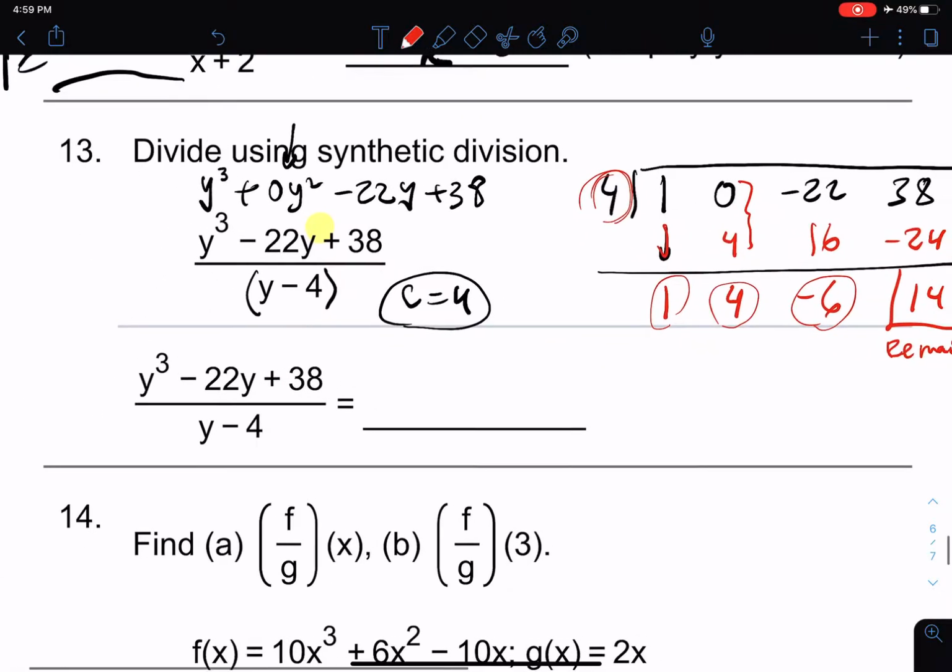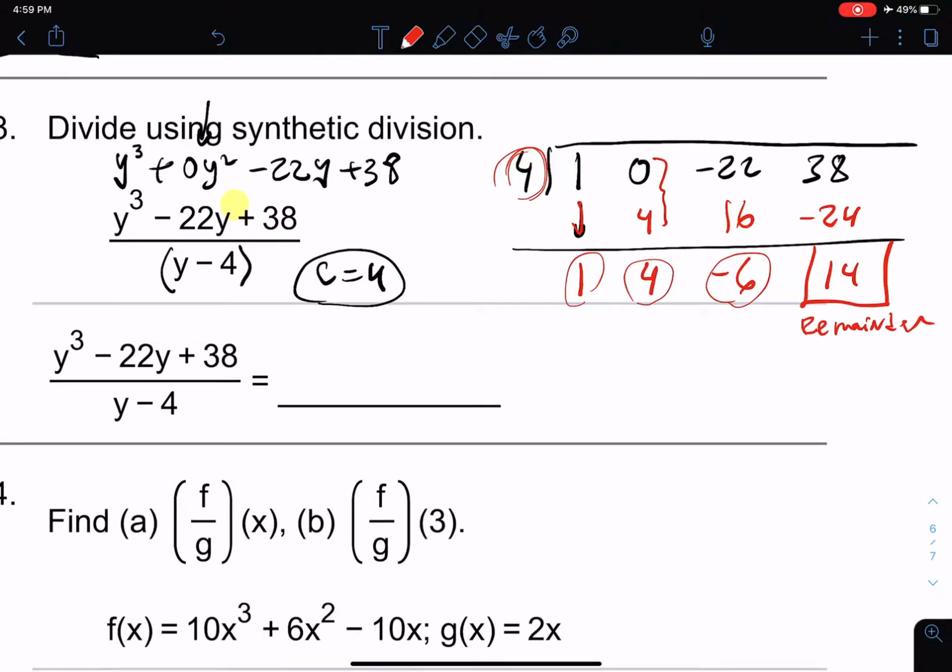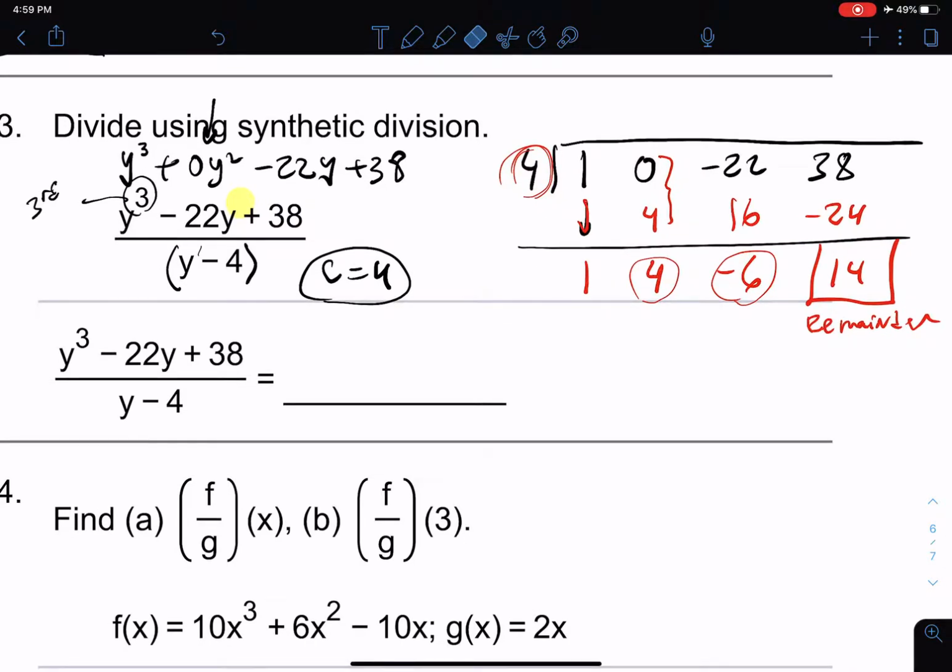Okay, so interpret the answer. Well, this is a third degree, and this was a first degree, so 3 minus 1 gives me 2. I'm just going to write it down here. 3 minus 1 is 2.